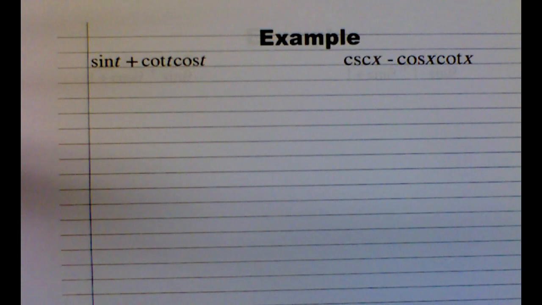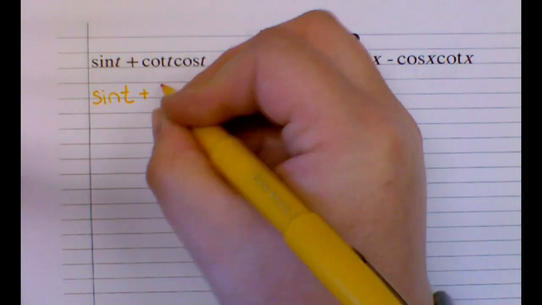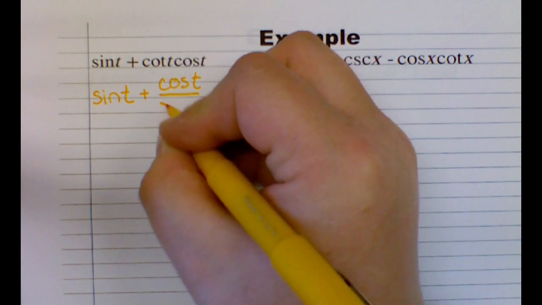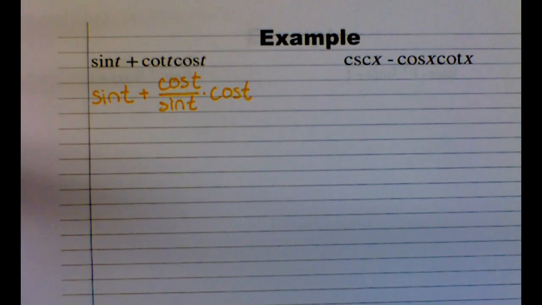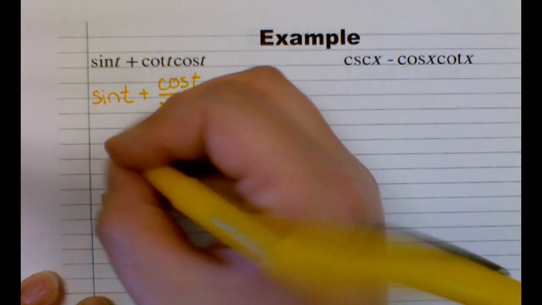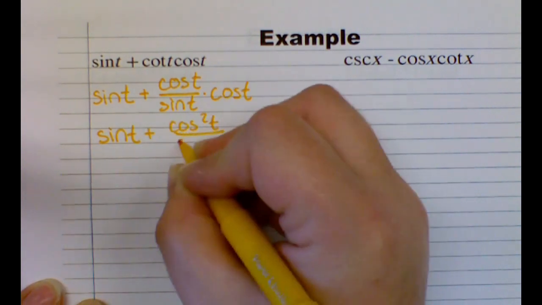All right, now we get into the real fun. I don't have a GCF that I can take out. I don't have anything I can factor. I just am stuck. When in doubt, I would recommend change everything into sines and cosines. So sine of t plus cotangent is cosine over sine times cosine of t. Well, I can combine these two pieces together to make sine of t plus cosine squared of t over sine of t.